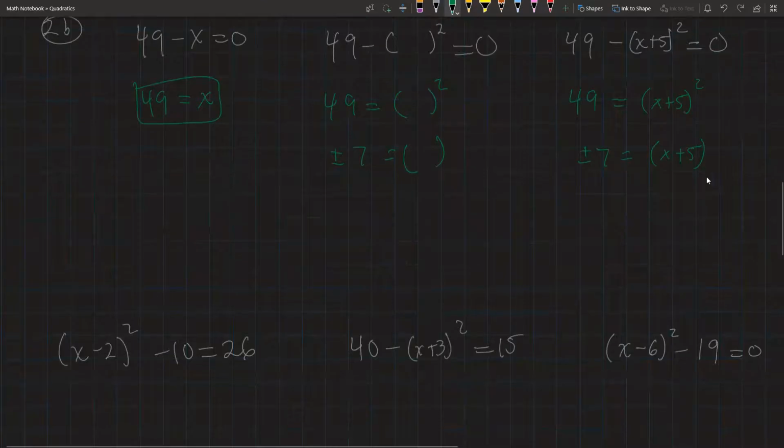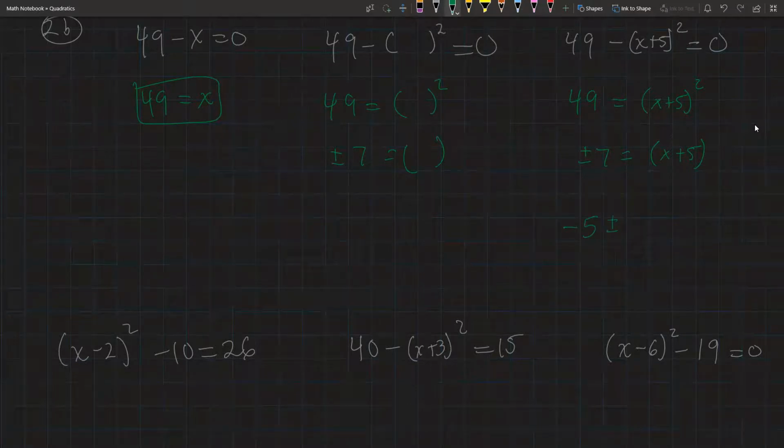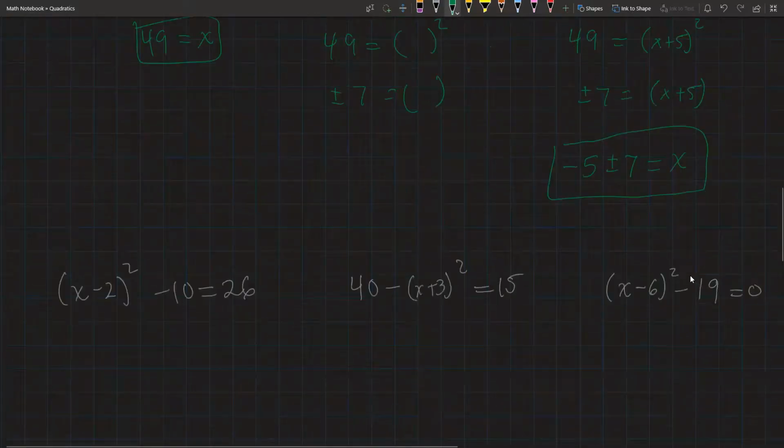And now we have one further step. How do we undo adding 5? We're going to subtract 5 on both sides. So now I can say negative 5 plus or minus 7 equals x. And those of you curious in simplifying these, I won't write them down, but I'll check them for you. One of the answers should be negative 12. I got that from negative 5 minus 7, and the other one should be a 2. I got that by doing negative 5 plus 7. Excellent.